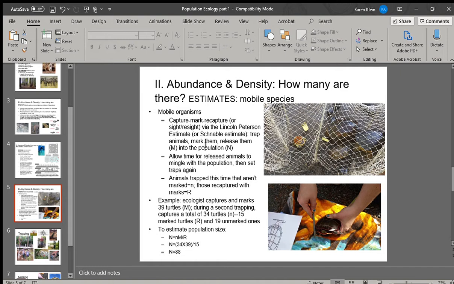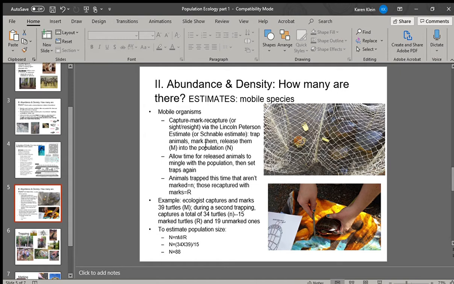Basically, and again this is the simplified explanation, you capture the animal or animals, you mark them somehow so you know you've captured them. You release them back into the wild, and then after a given period of time, it could be a day, it could be a week, you put your traps back in and capture more animals. You inevitably will recapture some that you've captured before. You know that because you marked them, and then you capture ones that you haven't marked, some new ones.